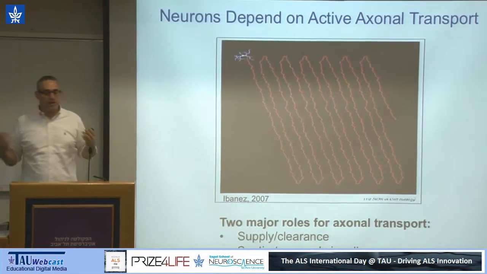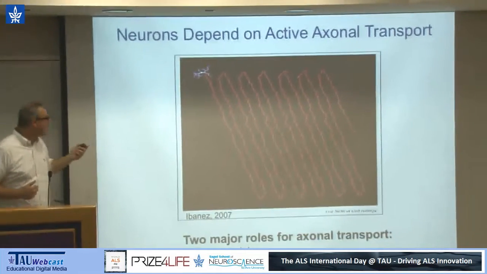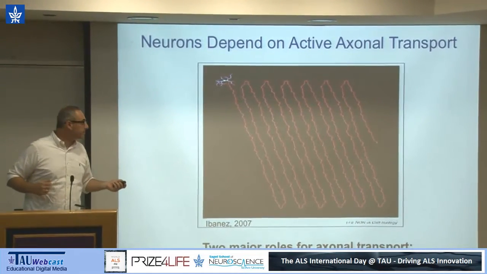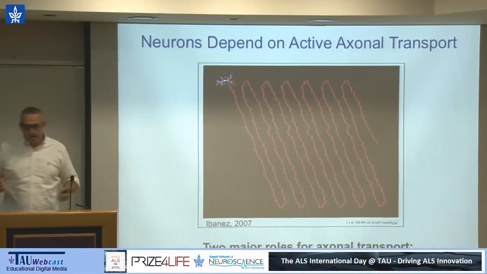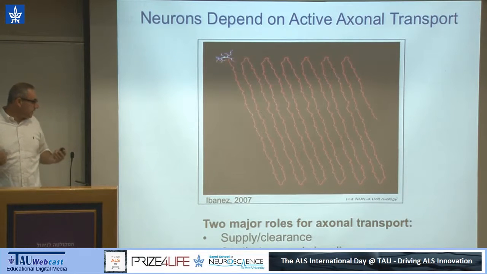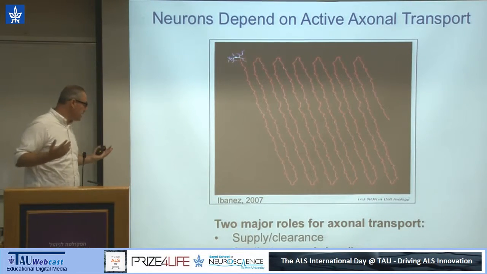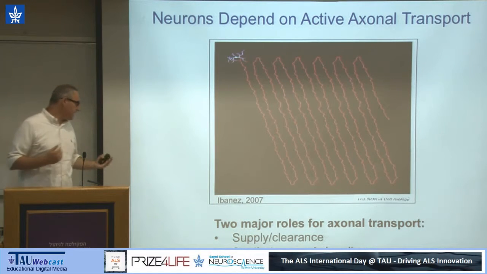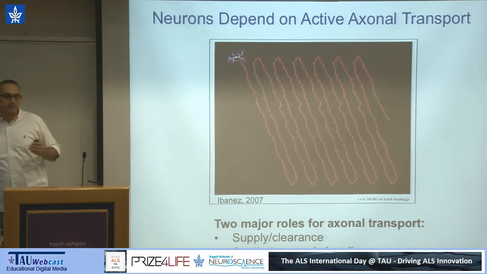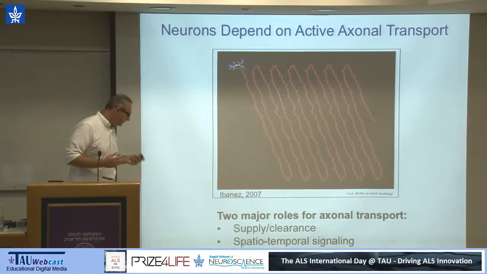Axonal transport is the movement of proteins and organelles like lysosomes or autophagosomes from the soma to the synapse and from the synapse to the soma. You can think of two major roles for this process: to supply or clear factors and organelles, and to create a spatiotemporal signaling event that is essential for neuronal health.